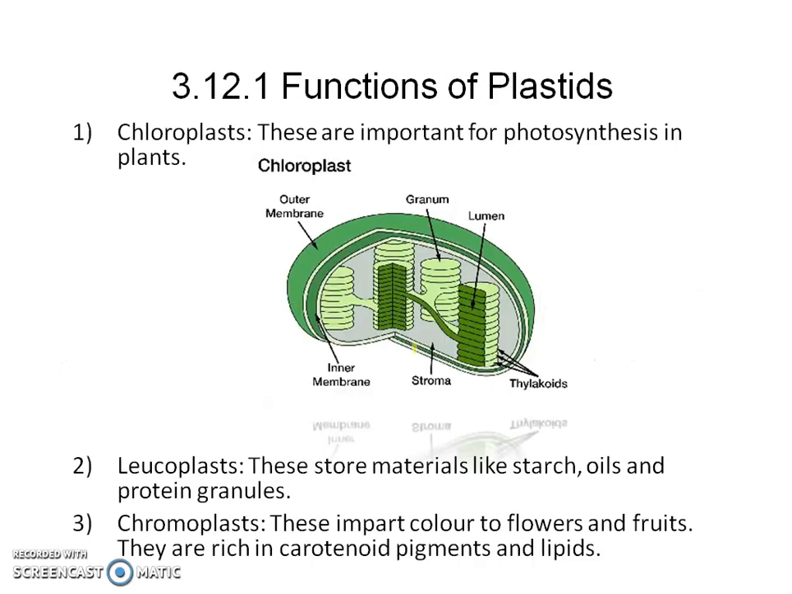Then functions of plastids. The chloroplasts are important for photosynthesis. So here is the structure of the chloroplast. Then the leucoplasts. Leucoplasts store materials like starch, oil and protein granules. So they are part of storage. Chromoplasts impart color to the flowers and fruits. They are rich in carotenoid pigments and lipids. Carotenoids are a type of pigment, a type of color.